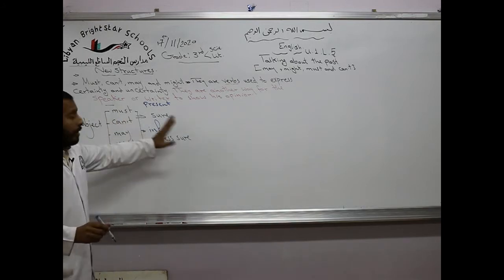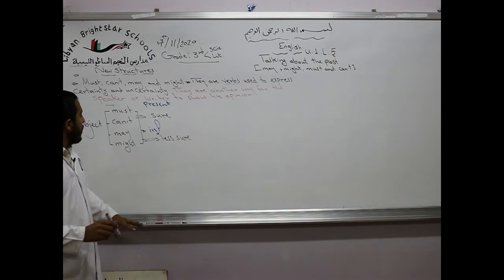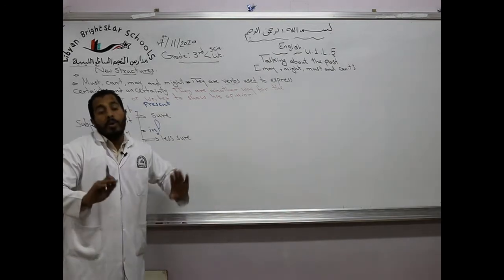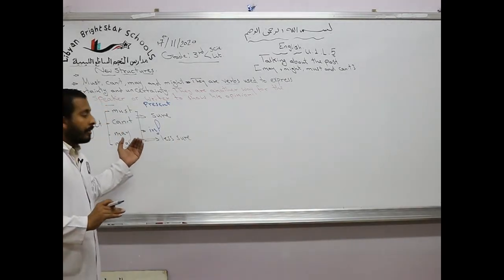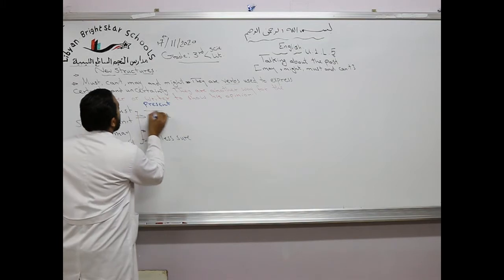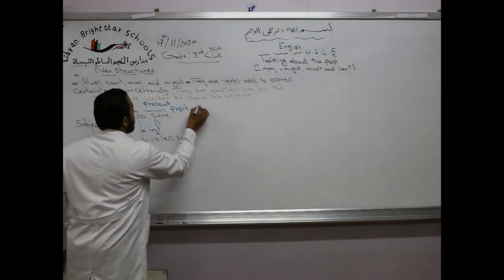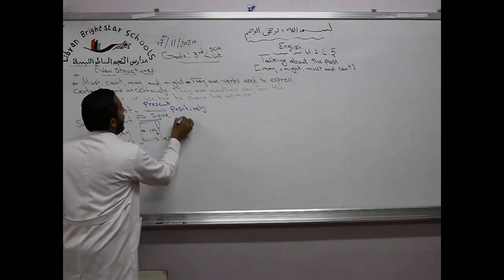Must, can't, when we are sure. May, might, when we are less sure. There is no difference between may and might in meaning. We use them when we are less sure. But what's the difference between must and can't? Must, I'm sure positively. But can't, I'm sure negatively.